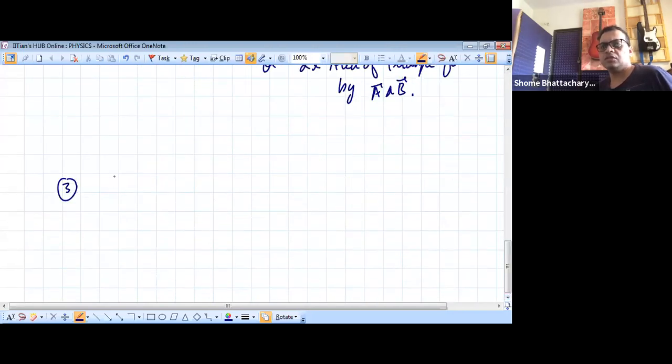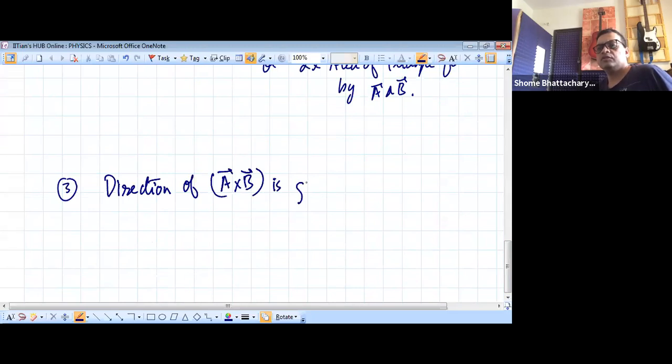Okay. Now the third thing: the direction of A cross B is given by the unit vector n cap.